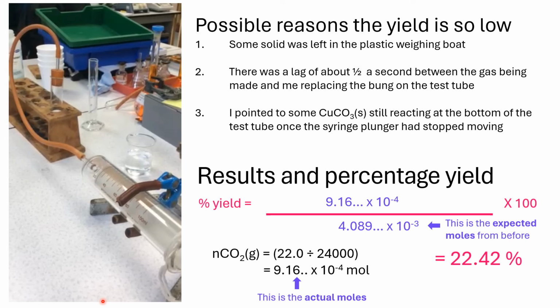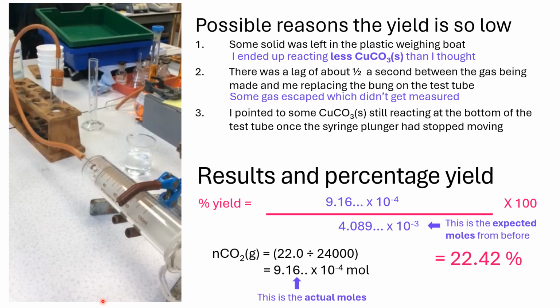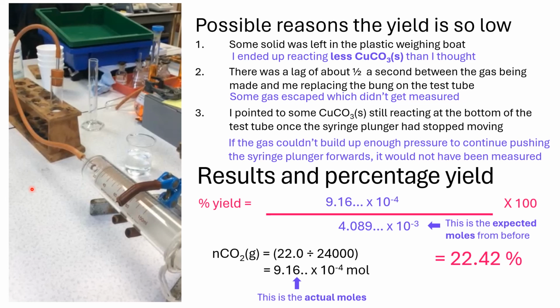So there's some possible reasons the yield is so low. There was a little bit of solid left in the plastic weighing boat, and what that would mean is that I ended up reacting less copper carbonate than I thought originally. There's a lag of about half a second between the gas being made and me managing to replace the bung on the test tube, so some gas escaped which didn't get measured. And at the end I pointed to some copper carbonate still reacting at the bottom of the test tube once the syringe plunger, this thing here, once that stopped moving. So if the gas couldn't build up enough pressure to continue pushing the syringe plunger forwards, it would not have been measured. So there's some imperfections in this method.